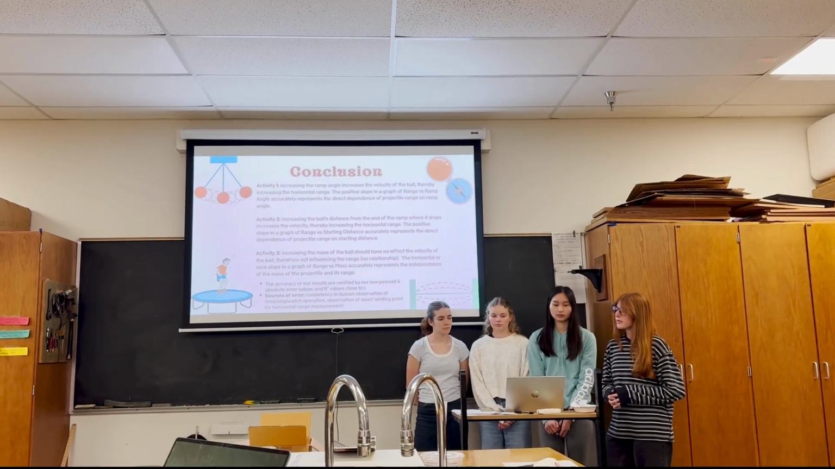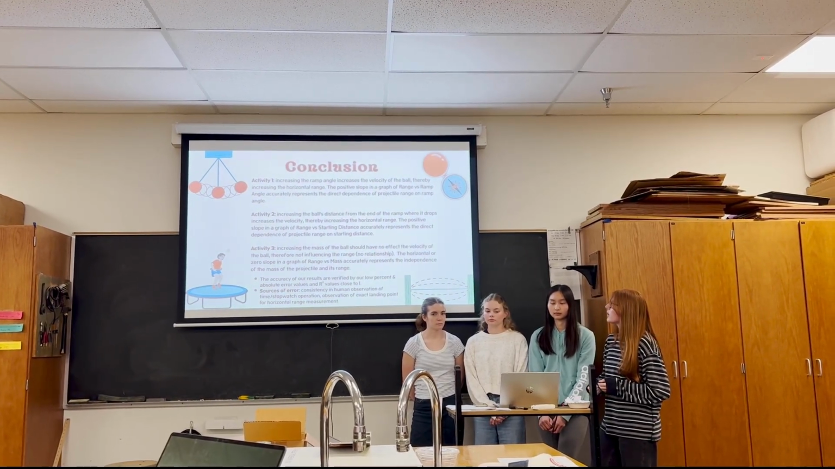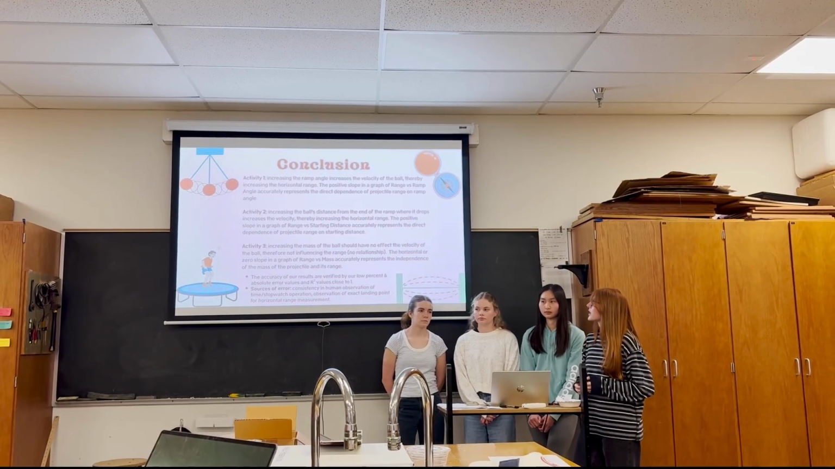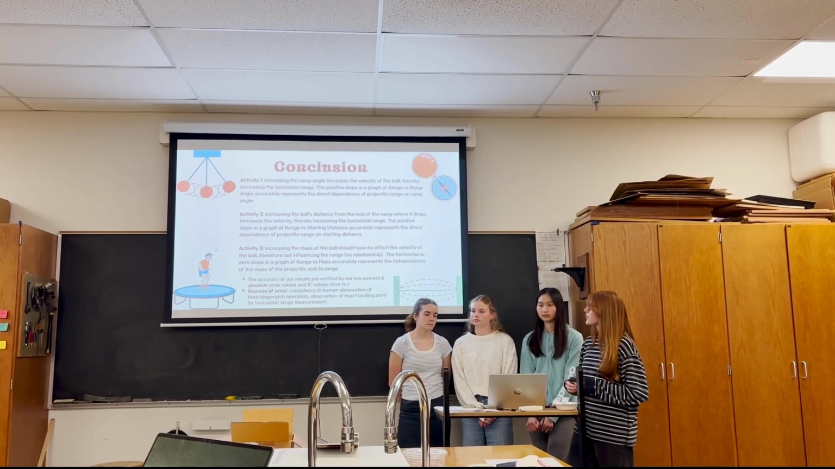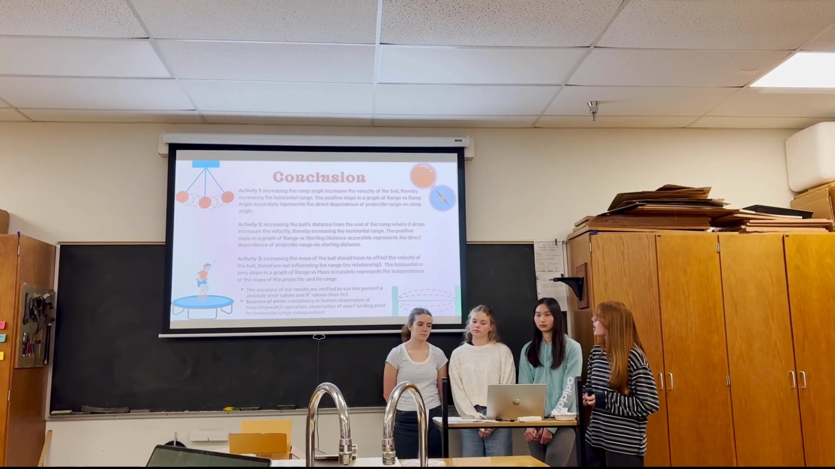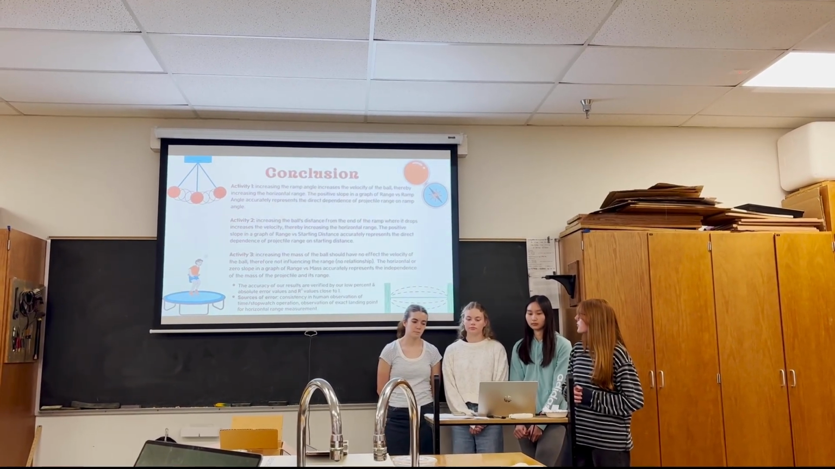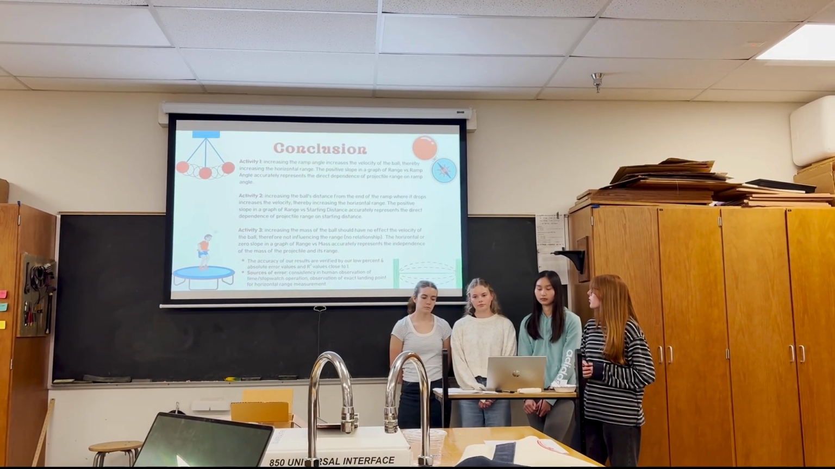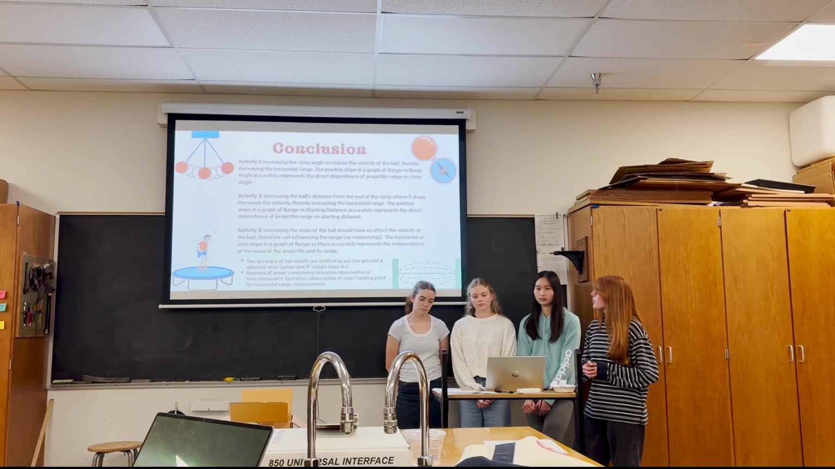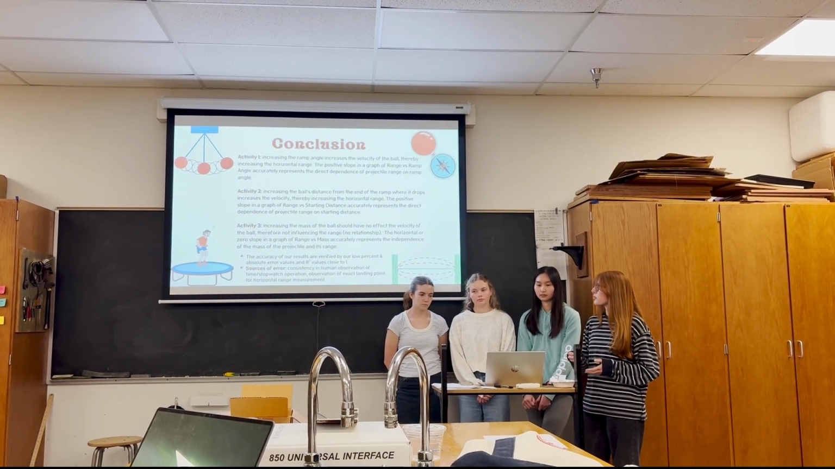So in conclusion, in activity 1, increasing the ramp angle increases the velocity of the ball, thereby increasing the horizontal range. The positive slope in a graph of range versus ramp angle accurately represents the direct dependence of projectile range on ramp angle. In activity 2, increasing the ball's distance from the end of the ramp where it drops increases the velocity, thereby increasing the horizontal range. The positive slope in a graph of range versus starting distance accurately represents the direct dependence of projectile range on the starting distance.